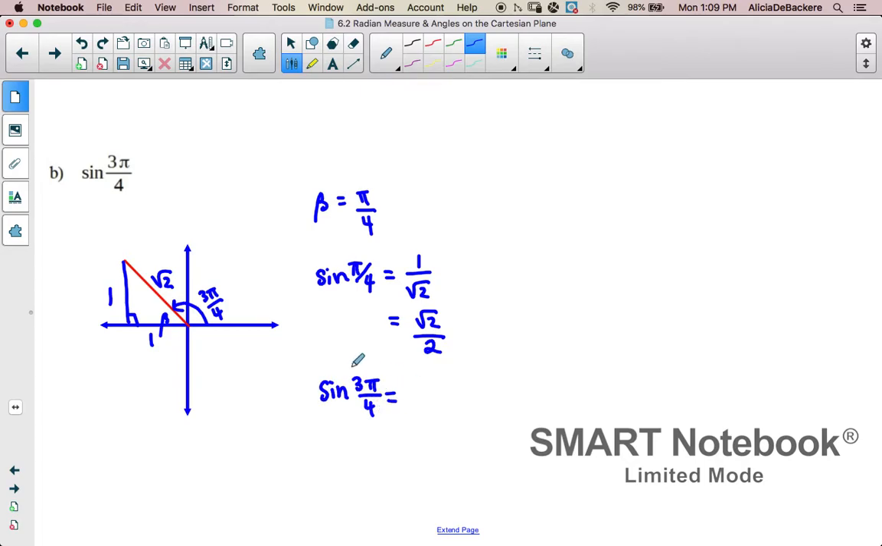And now I'm going to figure out, well, what about sine of the actual angle, 3 pi by 4? And so for 3 pi by 4, it's going to be the same number, root 2 over 2, and then my job is to just figure out, is it positive or negative? So again, I'm going to show my thinking.